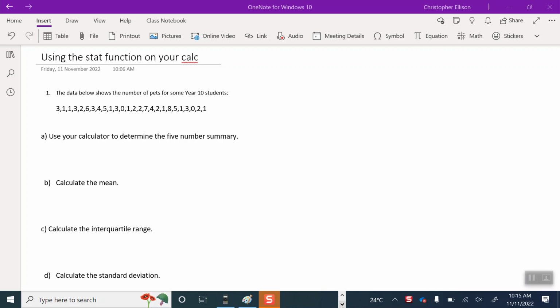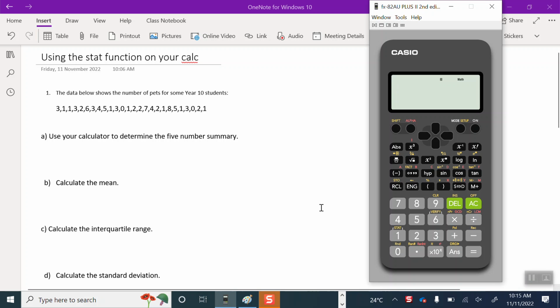Righto, so this is just a quick tutorial on how to use your calculator to use the stat functions and to get the mean, interquartile range, standard deviation, all that sort of thing really quickly. Okay, so first thing, let's get it into stat mode. To get into stat mode, we're going to go mode and then 2 for stat.